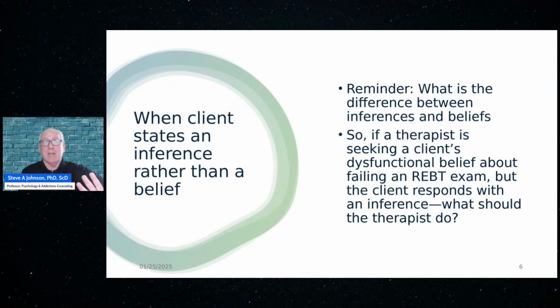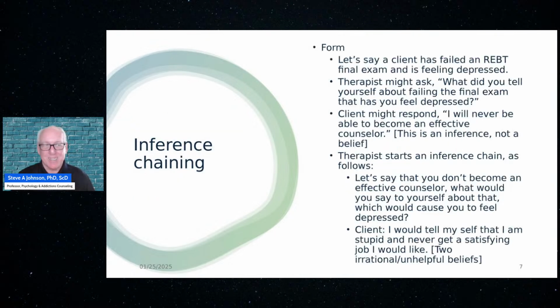You could hold that inference and not be depressed, but the beliefs that you hold vis-a-vis that inference can cause a depression. So we do something that's called an inference chain. Inference chaining is a technique that we use within REBT when clients give us an inference and we want to get to a belief. It takes some finesse. So let's look at that.